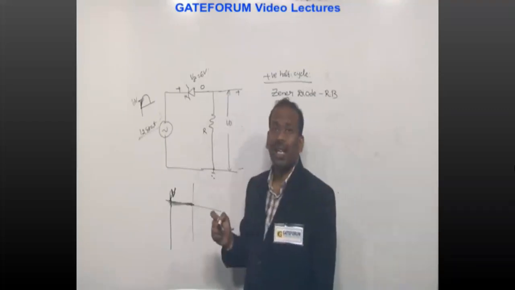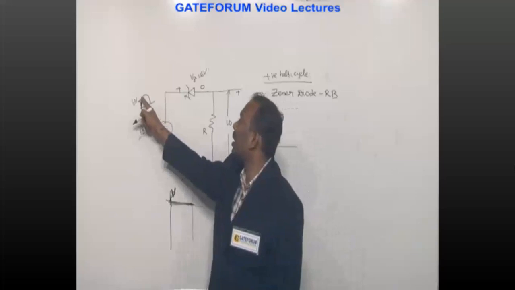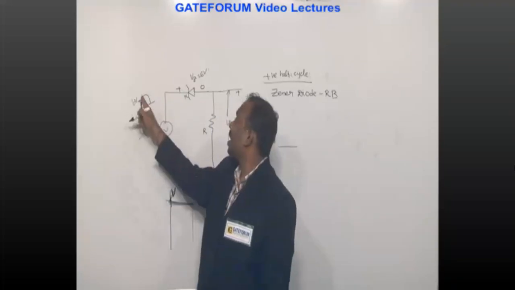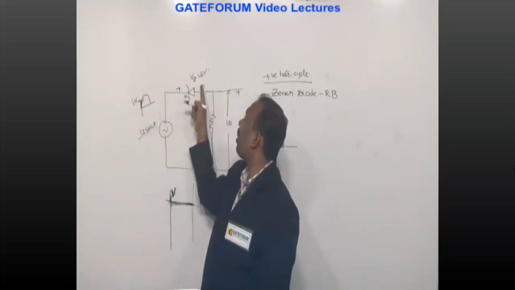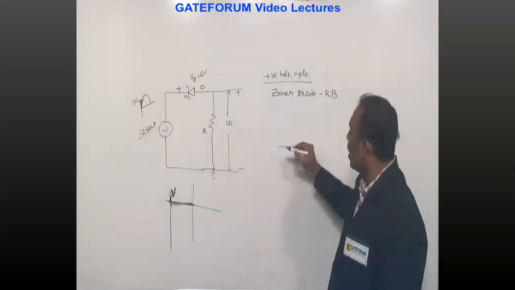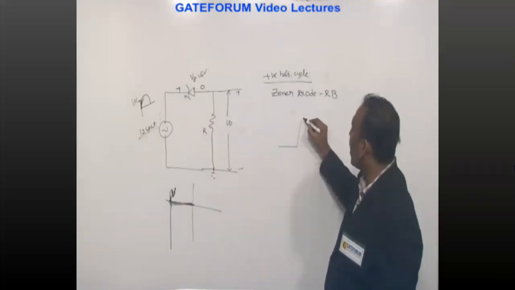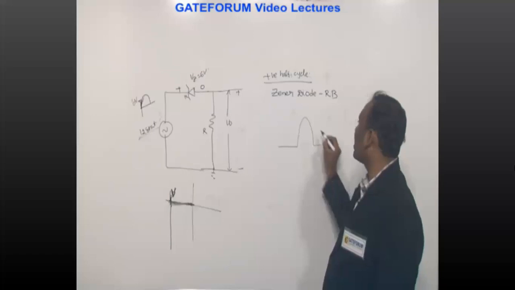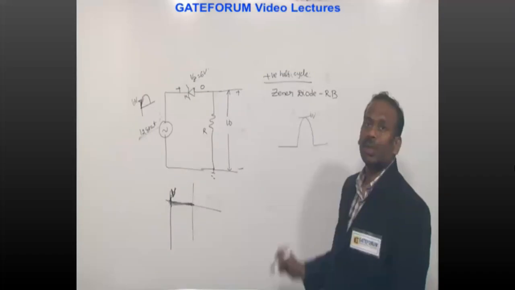Okay. Now, once it is greater than 6 volts, 6.1, 6.2, 6.3. Now, 6.1 you applied. There is a drop of 6 volts across this one. Therefore, output will be 0.1 volts. Then 0.2, 0.3, 0.4 like this. How much it goes? Maximum 6 volts.